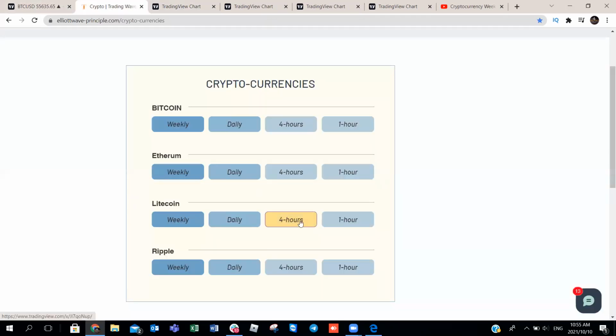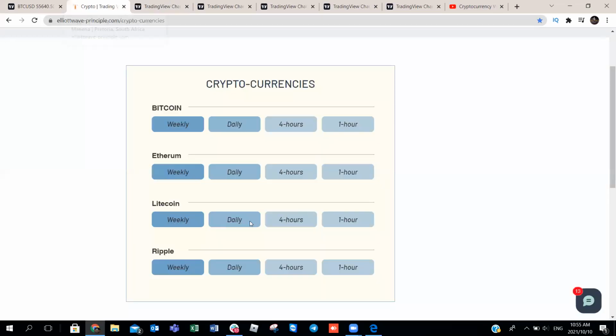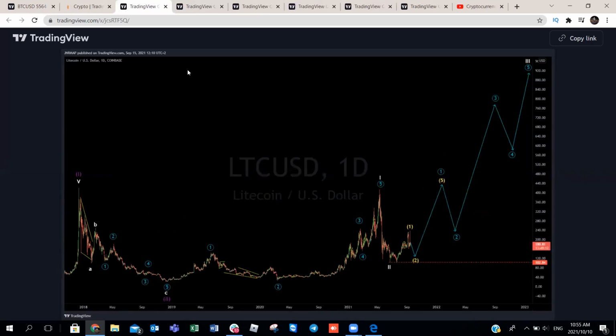Right, same thing with Litecoin. Let me show you the daily on Litecoin as well. So Litecoin, again, we're looking for this. How did we know we're going to have to come down first here and push to the upside?